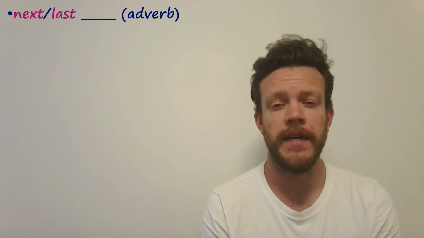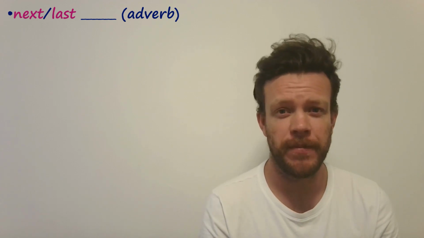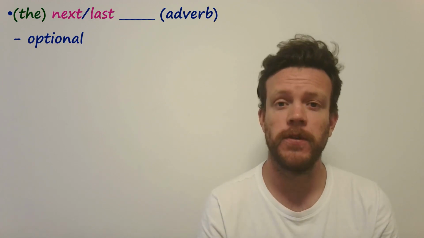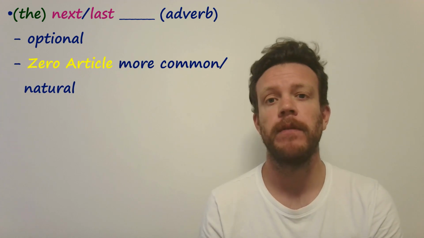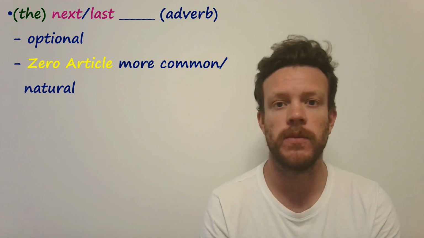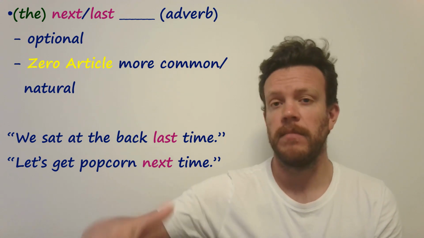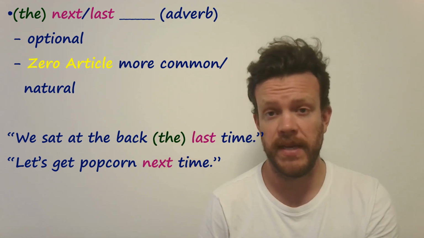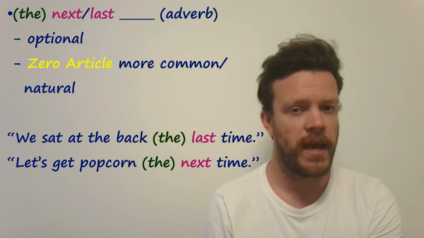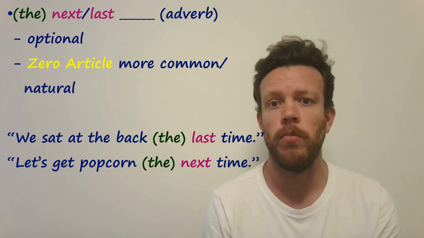And the final one is when we use next, last, plus something as an adverb. This one's a bit easier because here I would say the definite article is optional. However, it does sound better with no article. More natural, and this is what we want to go for. So, at the cinema, we sat at the back last time, although the last time is correct. And let's get popcorn next time. Again, the next time is fine, but I would say no article is a bit more common and therefore more natural.